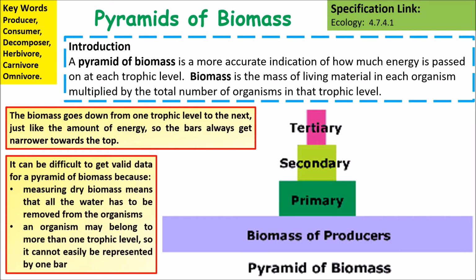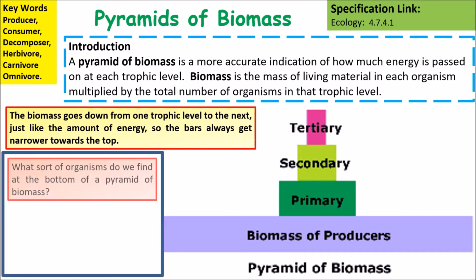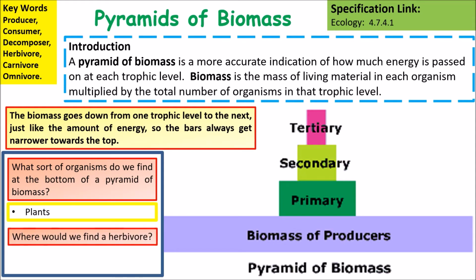It can be difficult to get valid data for the pyramid, because measuring the dry mass means that you need to remove all of the water from an organism. And an organism may belong to more than one trophic level, so cannot be easily represented by a single bar. If we're looking at what sort of organism we always find at the bottom of the pyramid of biomass, it's always going to be a plant. And herbivores would always be primary consumers.